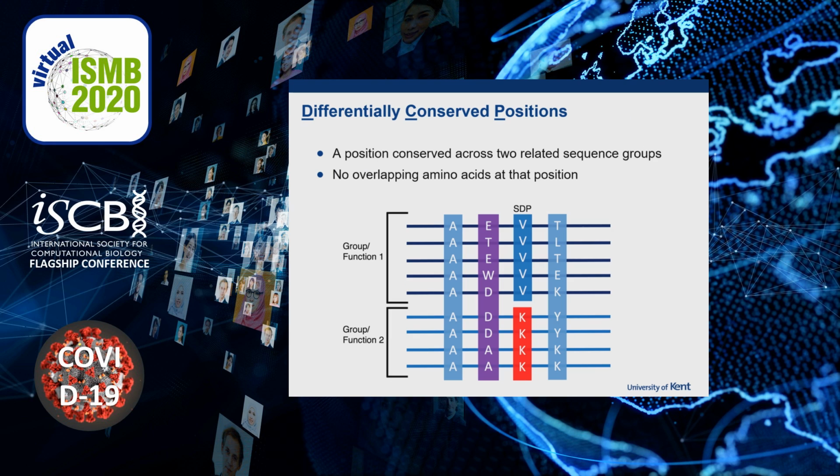So what we wanted to do was compare these two proteins to try and identify sequence positions in the proteins which could be responsible for the phenotypic differences. And to do this, we used differentially conserved positions. But what are differentially conserved positions? These are positions between two groups, so you can see here group 1 and group 2, that are conserved, so we can see all V's and all K at position 3, so they're both conserved, and there is no overlap between group 1 and group 2. So that's how we're terming DCPs.